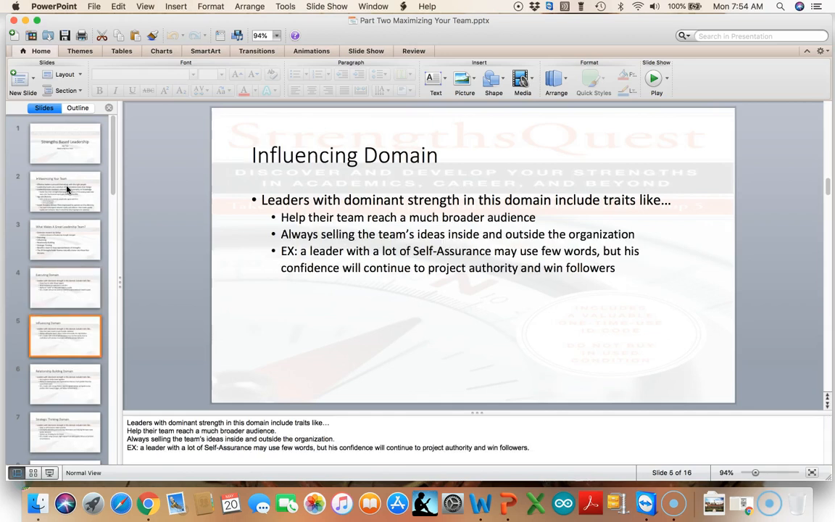Influencing. Leaders with dominant strength in this domain include traits like: help their team reach a broader audience, always selling the team's ideas inside and outside the organization. A leader with a lot of self-assurance may use few words, but their confidence will continue to project authority and win followers.